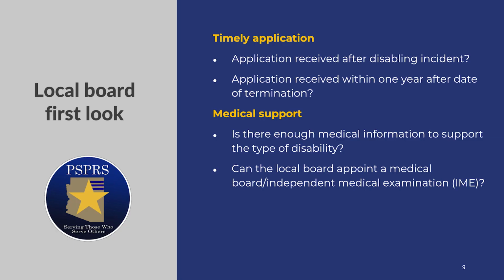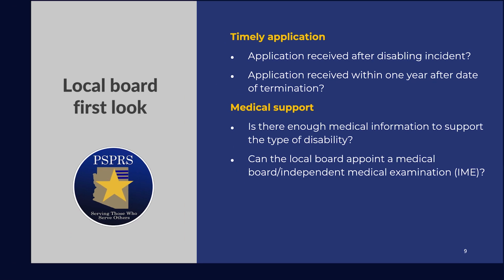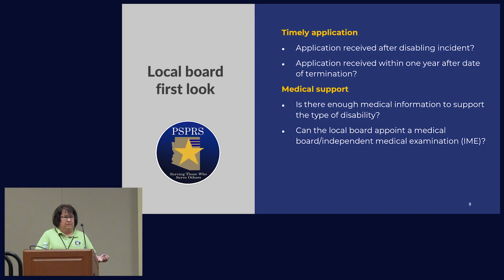Timely application is key. That is part of the statute requirement. Either the application is received after the disabling event or received within 1 year after the date of termination, and that's key. If that member waits too long to make application, then the local board could deny it because they've already exceeded that 1 year time frame from date of termination.